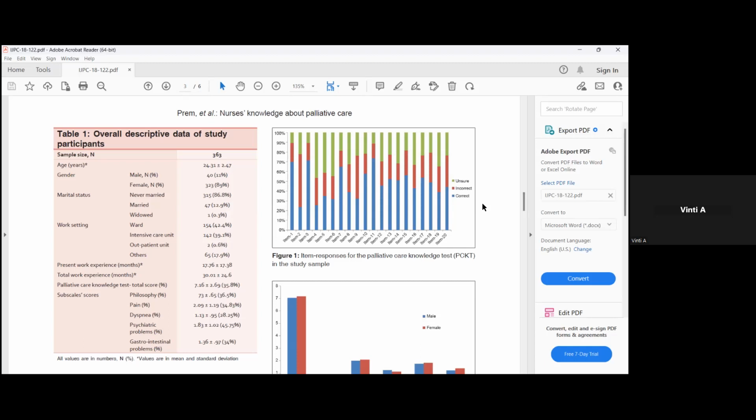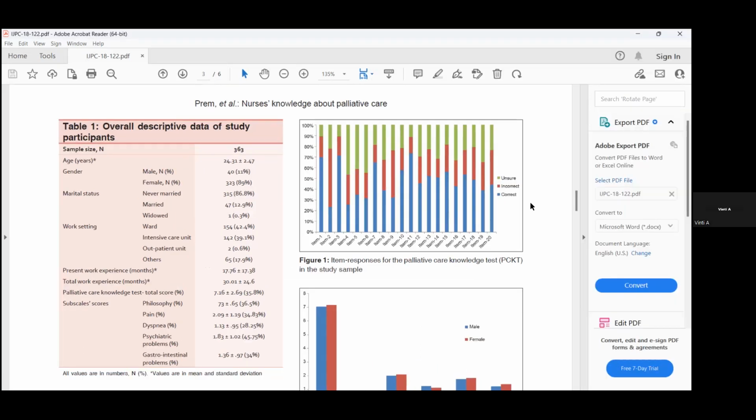And if you go to palliative care knowledge total score, you will find 7.16 plus minus 2.69. That 2.69 is the standard deviation. And here they have graphed it. These are the number of items, and they have graphed it in terms of unsure how much percentage, incorrect how much percentage, and correct. Whatever the scores were, they took a percentage distribution, and that's how they graphed it.